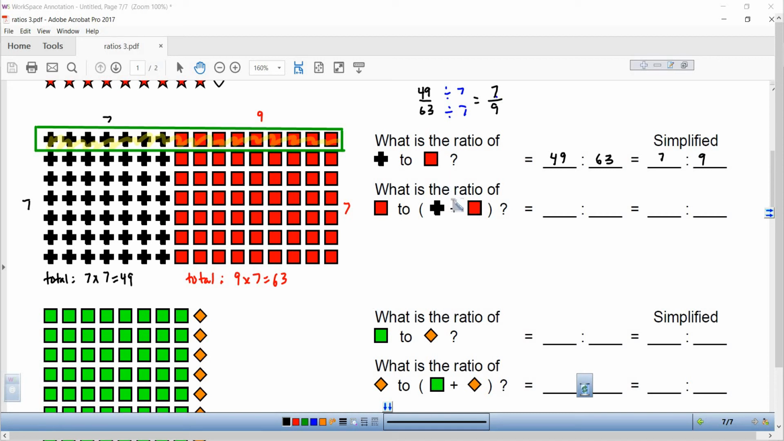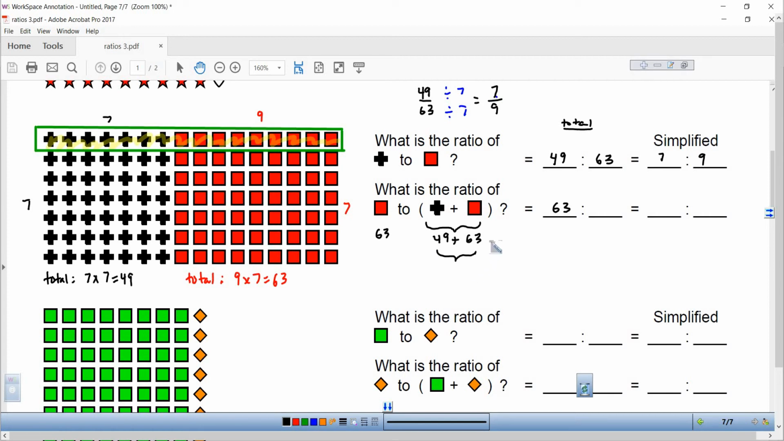Okay? All right, now it gets a little more tricky here on this second part, because now they want the ratio of the red ones to these two added together. So again, our initial one here is based on our totals, okay? So the total number of red ones we know is 63, right? The total number of red ones was 63. Well, what about the black ones and the red ones combined? Well, the black ones were 49 and the red ones were 63. So now I want to know what are all of them put together.